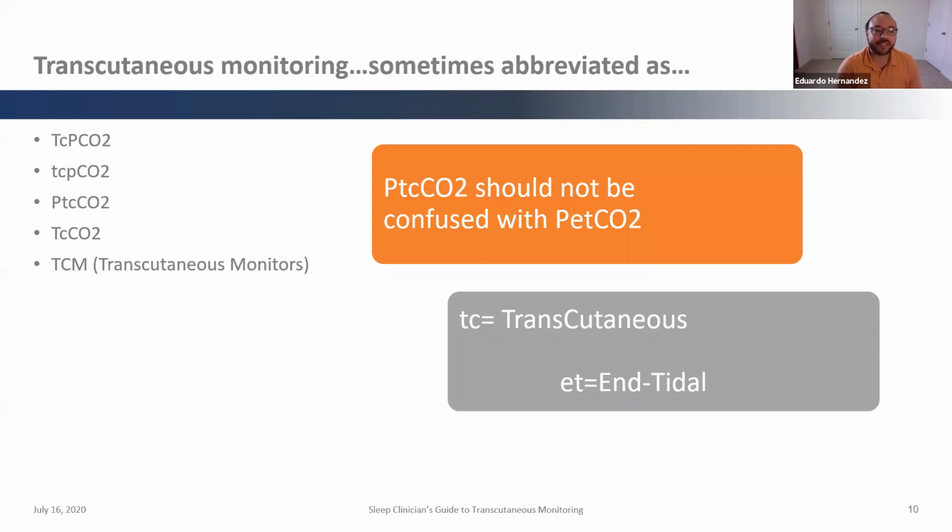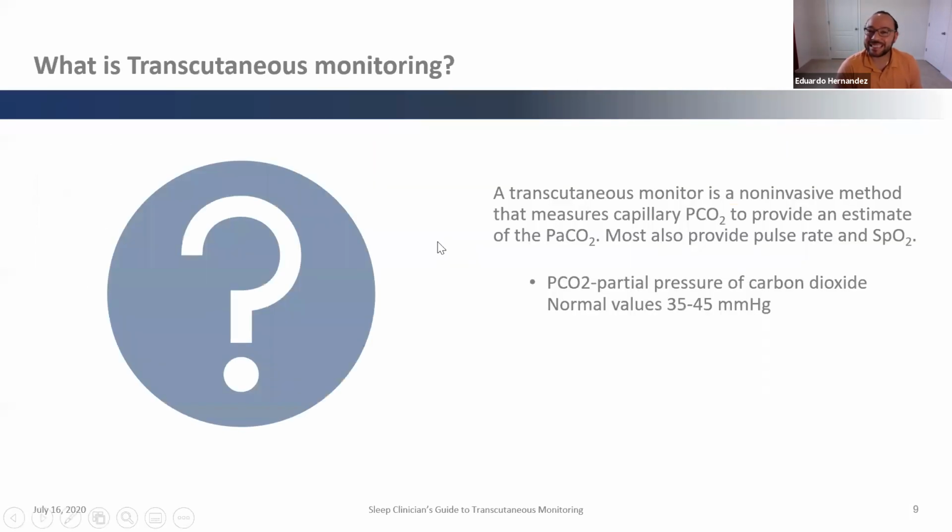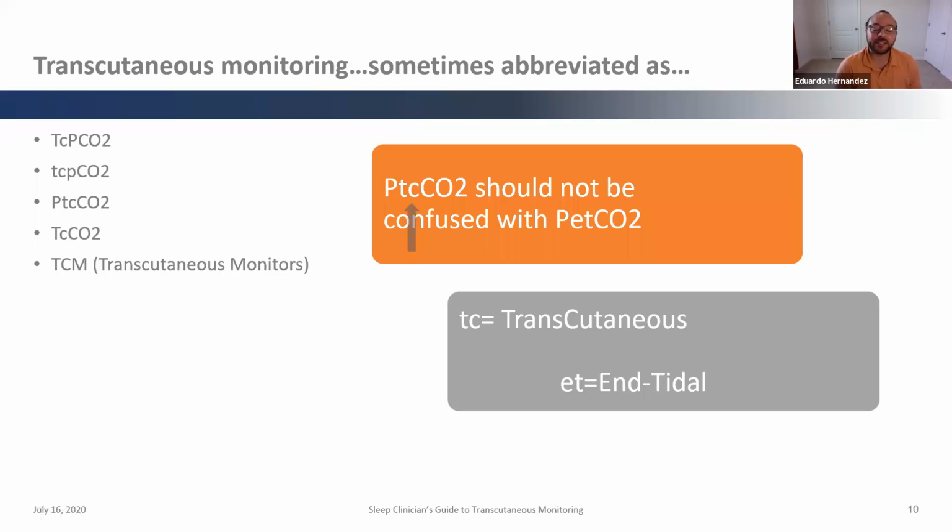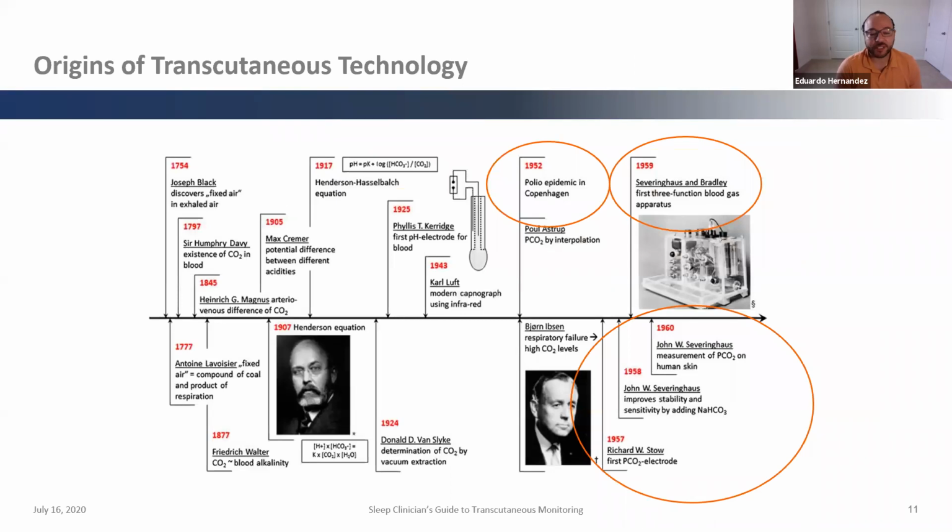Many of you might have seen or heard many variations of what we refer to as transcutaneous monitors or transcutaneous monitoring. There's a lot of different abbreviations there. The main takeaway of this slide: it's important that you don't confuse the TC, the transcutaneous, with the end-tidal, that PETCO2, because there are different ways of monitoring. Yes, they use the same kind of measurements as far as millimeters of mercury, but there are completely different ways of monitoring this. And we'll get into a little bit more depth about the differences between that.